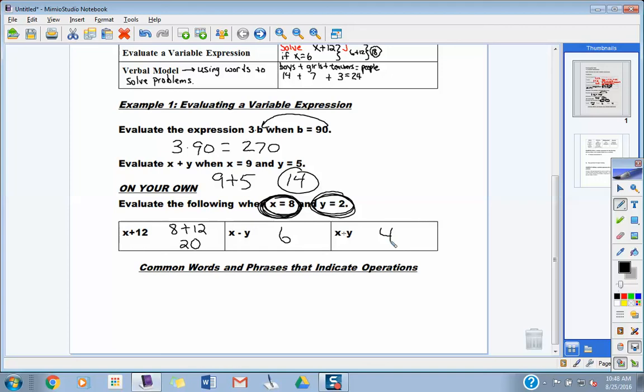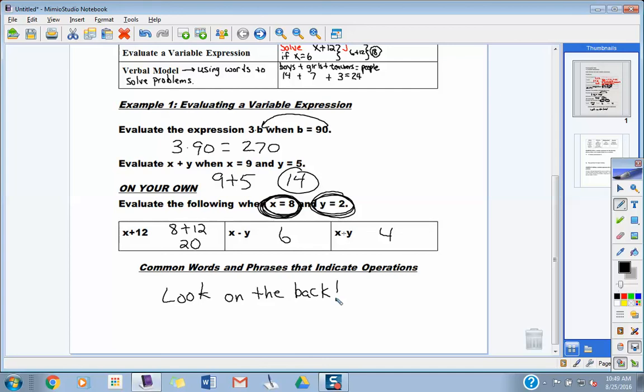Okay. Now I really messed up your notes, and I apologize for this, but right down here it says common words and phrases that indicate operations. Okay. You might want to say right here, look on the second page, or look on back for this. Look on the back. Okay. So maybe jot that down on your notes, look on the back. Okay. And let's head to that next page on the back and take a look at this.